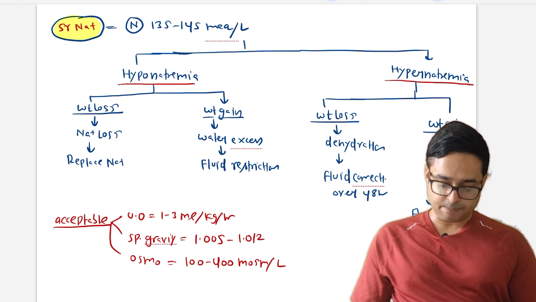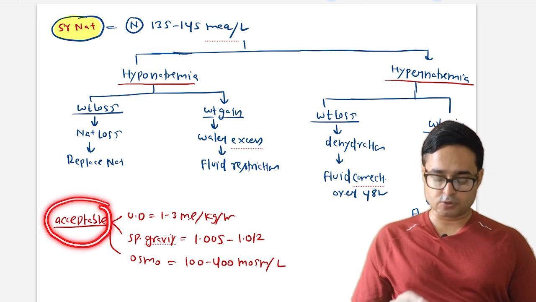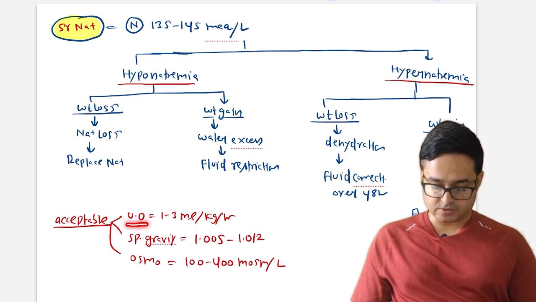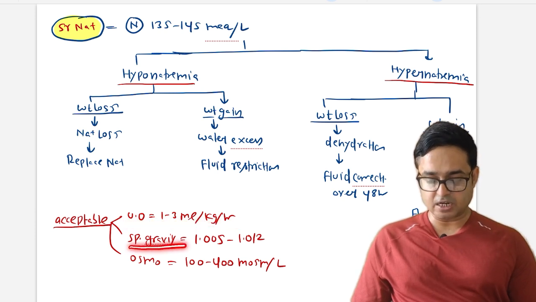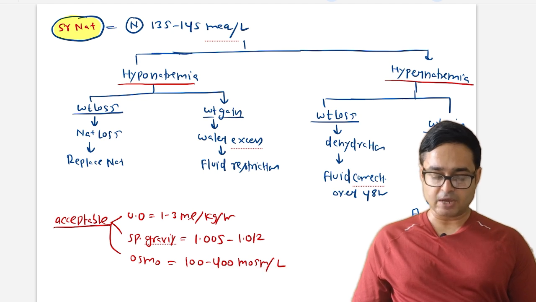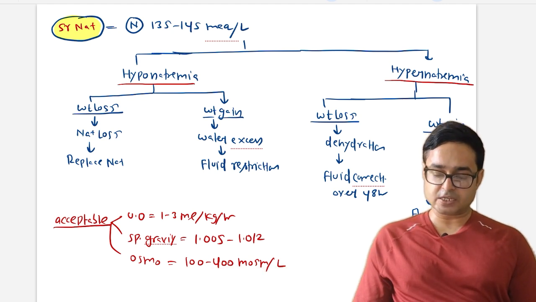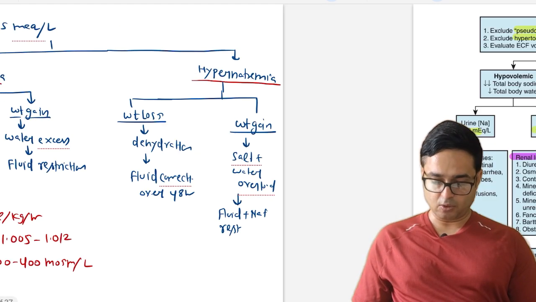Okay. Acceptable range, as we discussed also, in urine output is 1 to 3 ml per kg per hour. Specific gravity is 1.005 to 1.012. Osmolality is 100 to 400 milliosmol per liter. So you have to remember these fact-based questions. These can be asked. Okay.